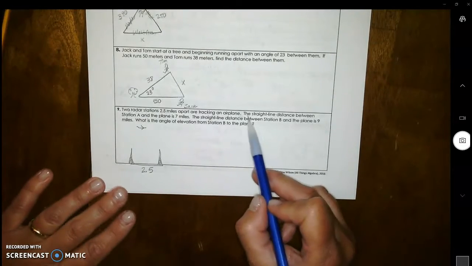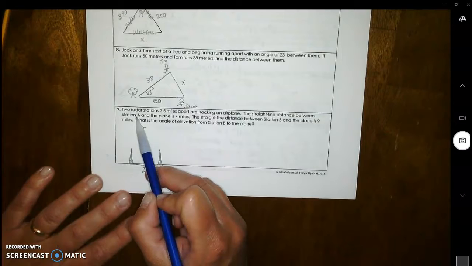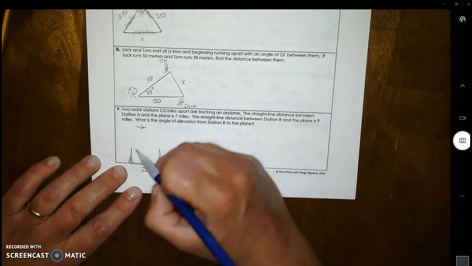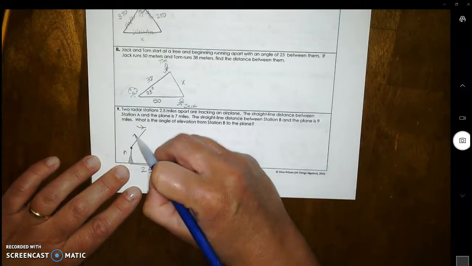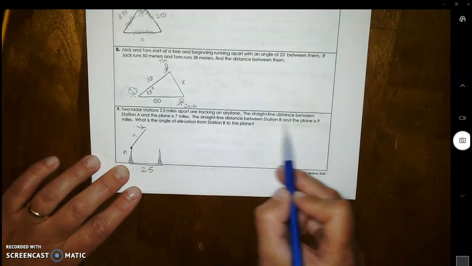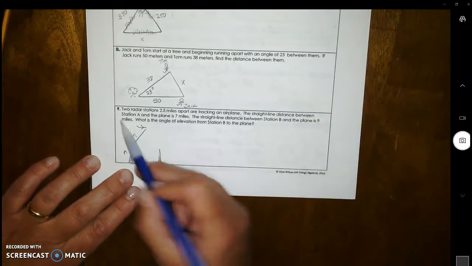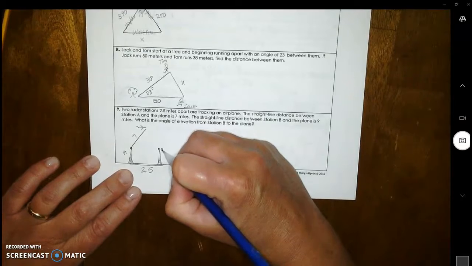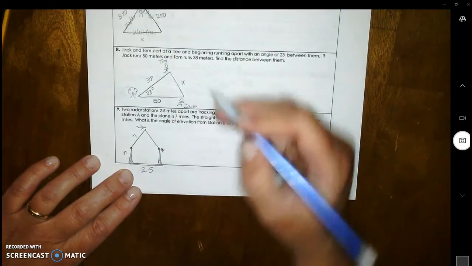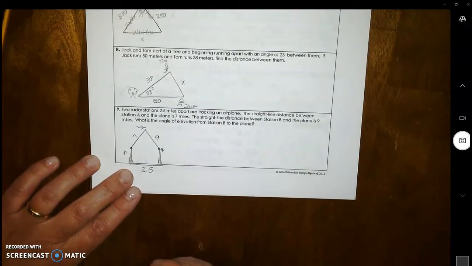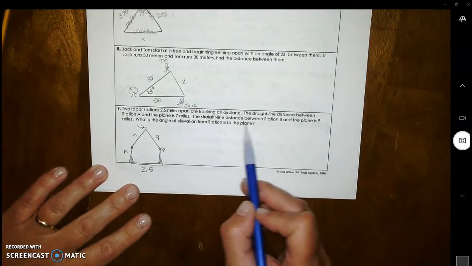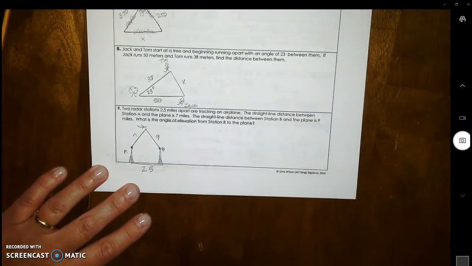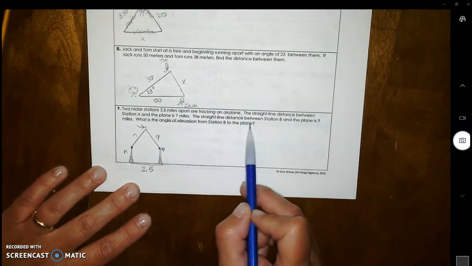Okay, let's see. The straight line distance between station A and the plane is 7 miles. So I'm just going to call this station A and 7. Okay. The straight line distance between station B and the plane is 9 miles. So here's station B. Oh, and that is 9 miles. So it's almost like time is standing still with the plane in the air. What is the angle of elevation? Angle of elevation. Ooh, how does that work again? From station B to the plane.